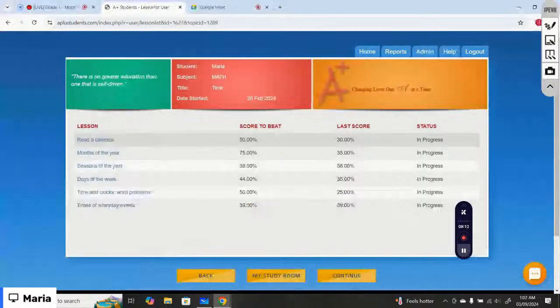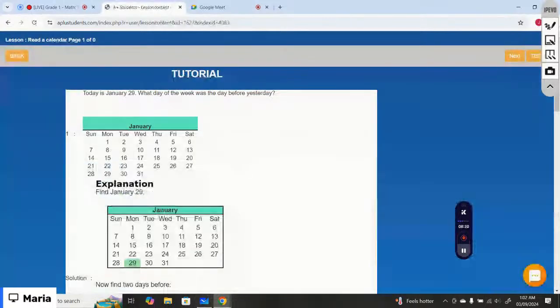So here I am on grade 1 math. Let's just start with the chapter time. And we're going to start with the first lesson, that is read a calendar. So we're going to learn how do we read a calendar. So usually a calendar looks like this, right? Let me just explain. So listen to me carefully.